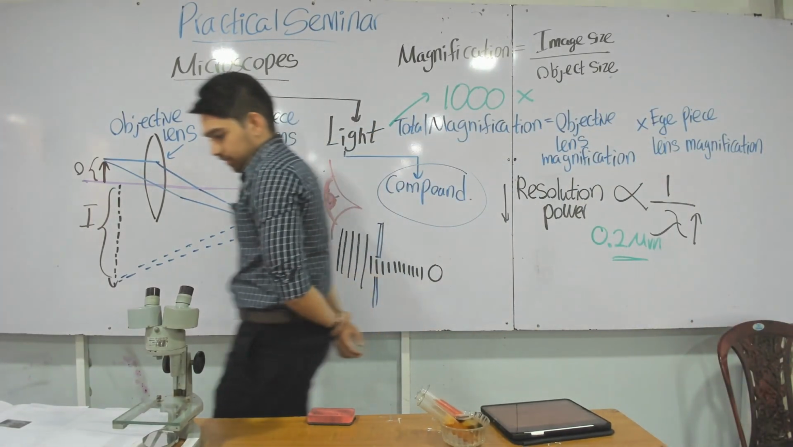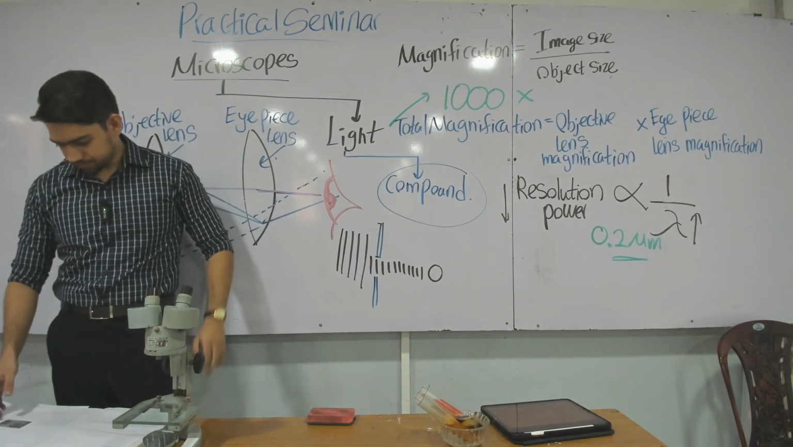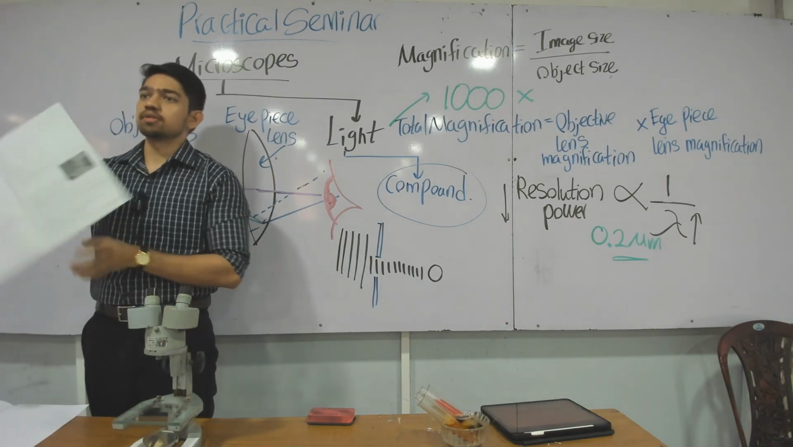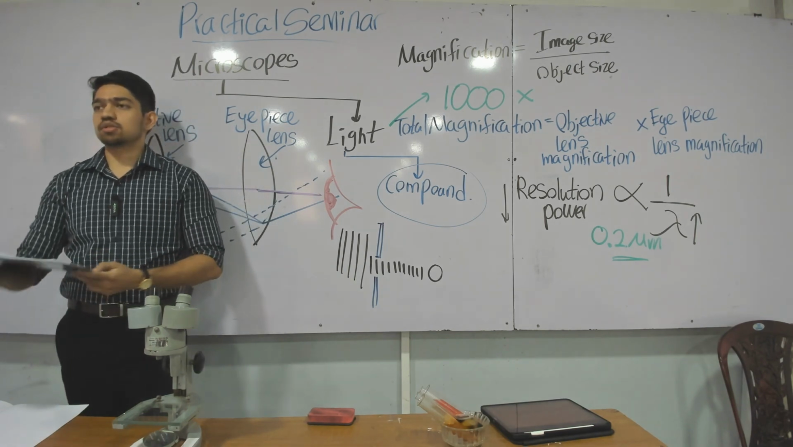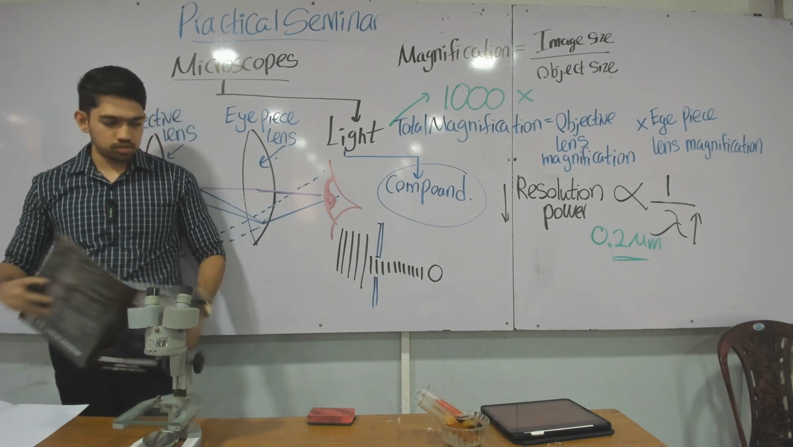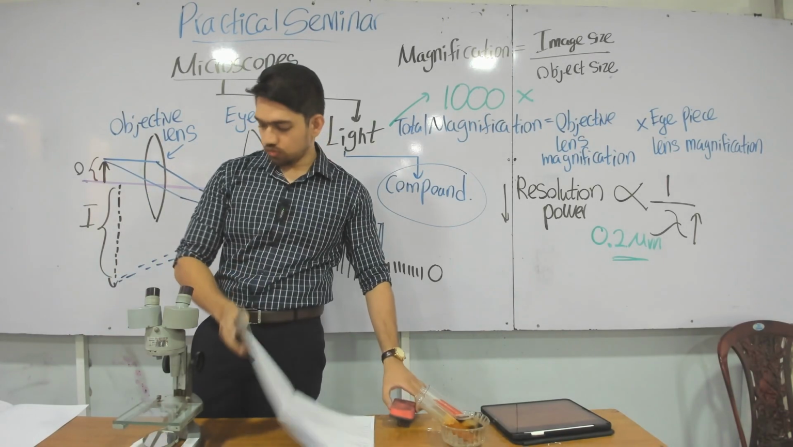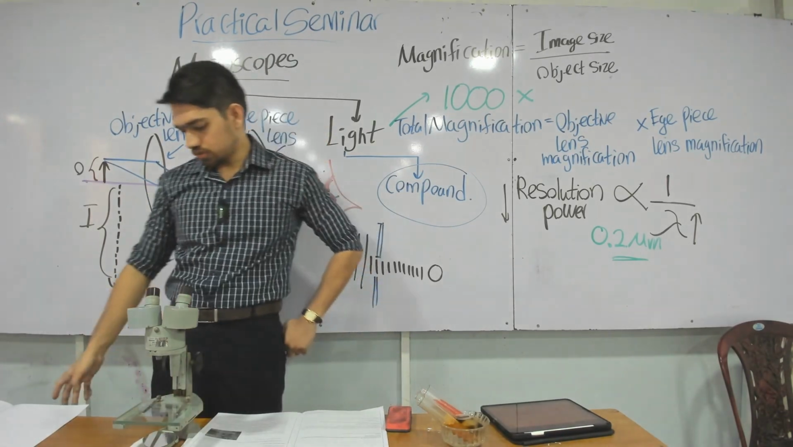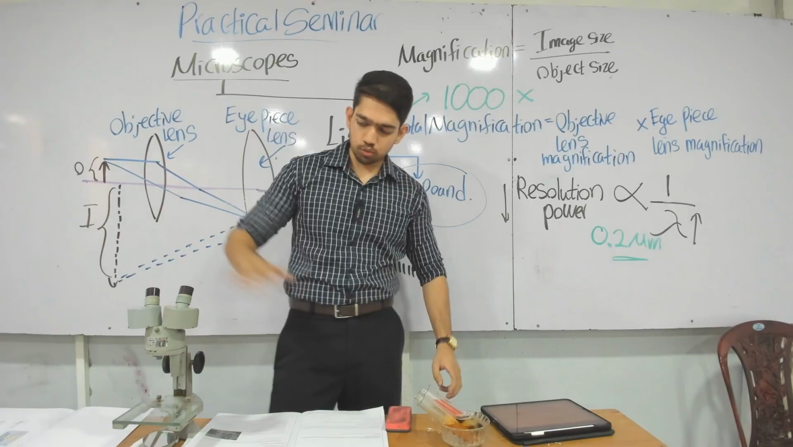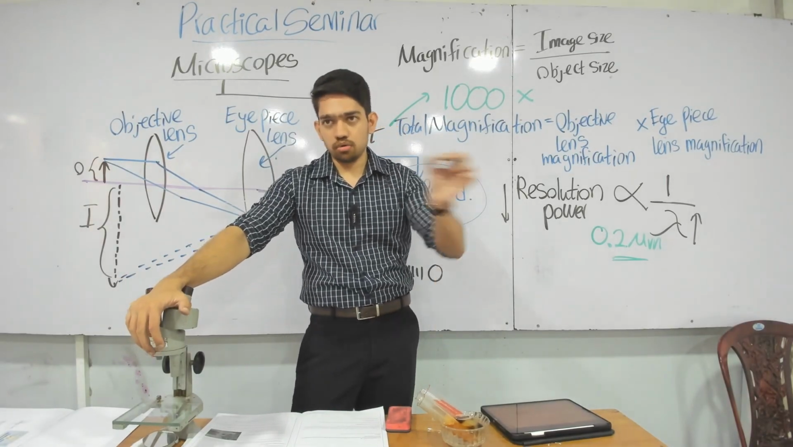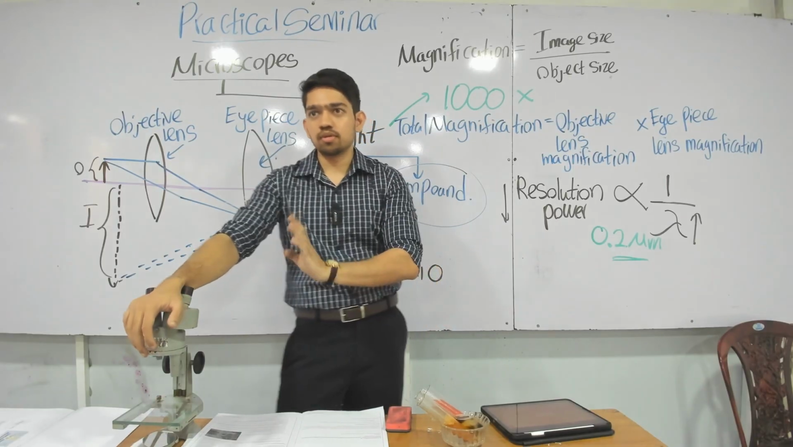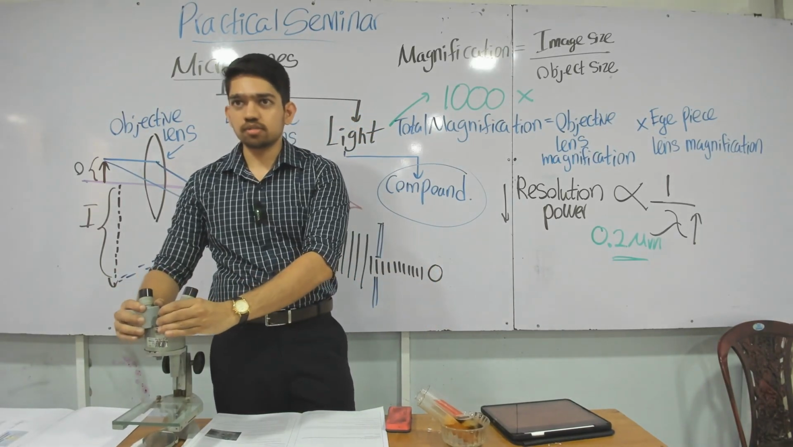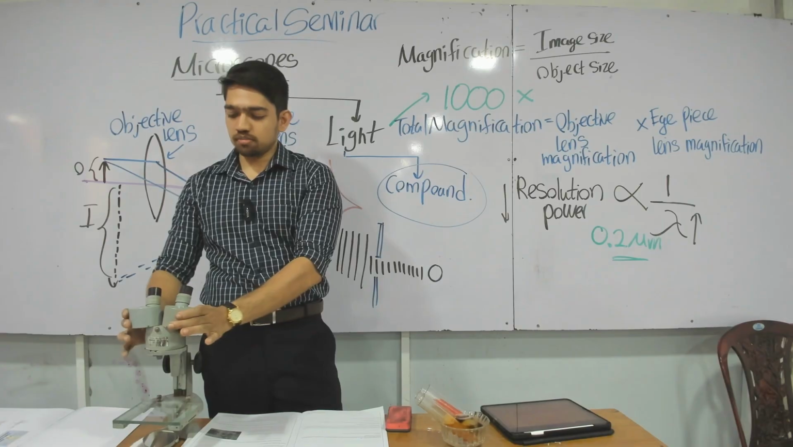Page number 15 of the question tube. You can see there's a list of parts. We are going to write down the functions of each of those parts. I'm going to show you the parts, and you are going to write down the function. This is not a simple microscope; it's a binocular microscope.